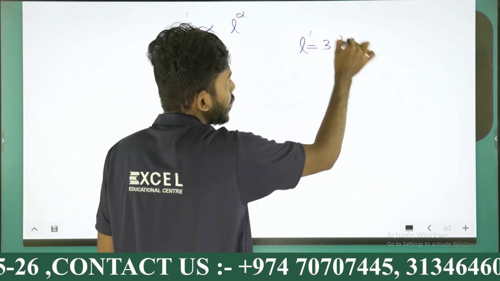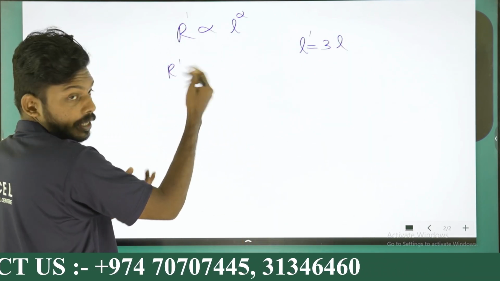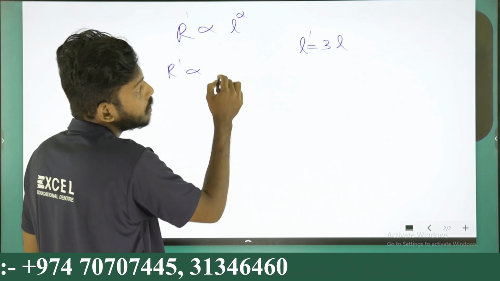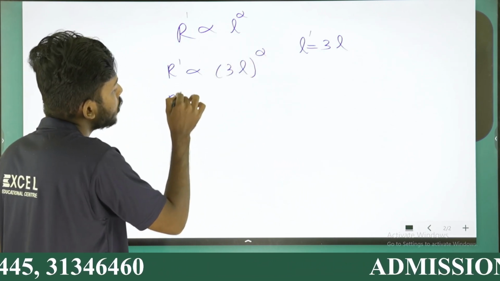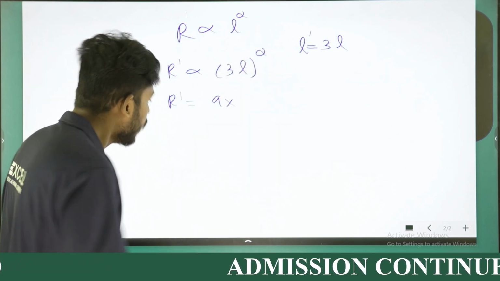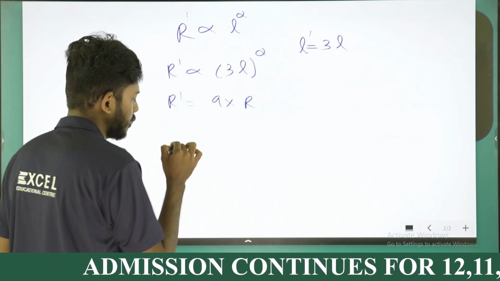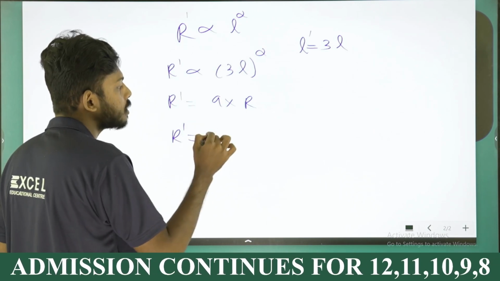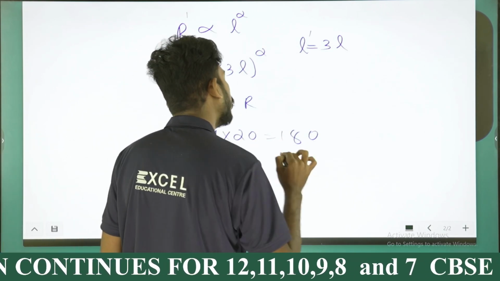L dash is 3 times, so replacing the term, the new resistance will be 3 squared, which is 9 times the original resistance. That means the new resistance is 9 into 20. So the value will be 180.